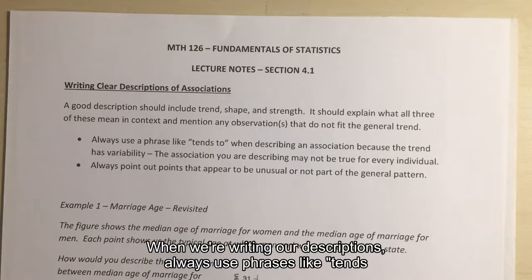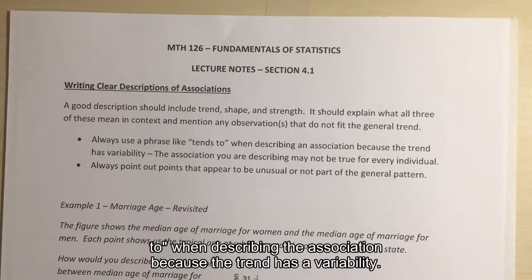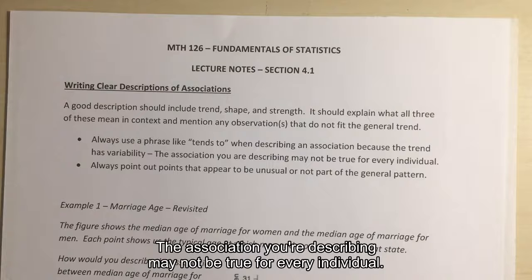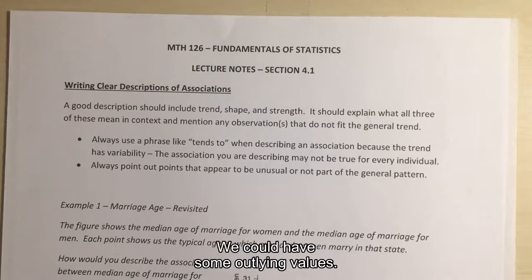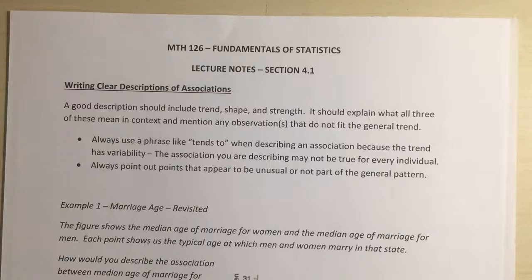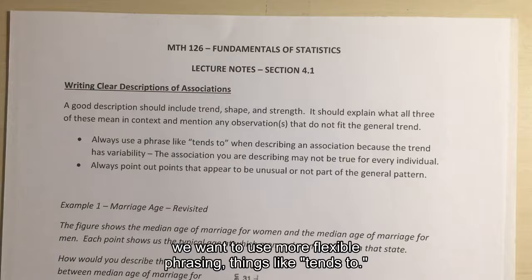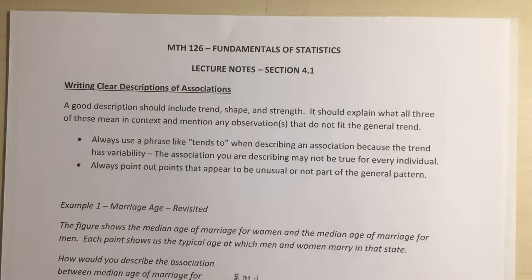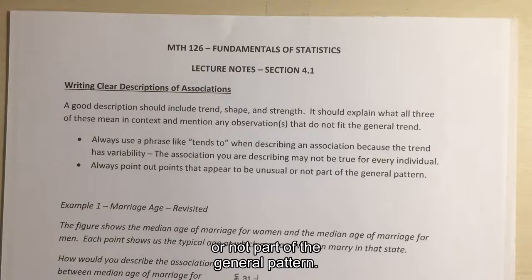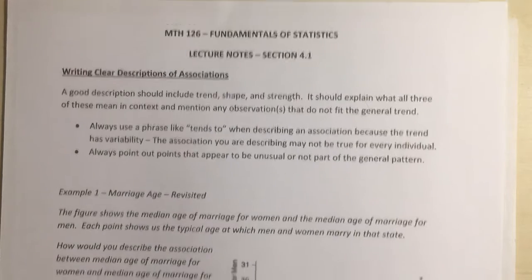When we're writing our descriptions, always use phrases like tends to when describing the association, because the trend has variability. The association you're describing may not be true for every individual. We could have some outlying values. Again, it's a general pattern, but it's not a hard and fast rule. So we want to use more flexible phrasing, things like tends to. Again, also point out points that appear to be unusual or not part of the general pattern.